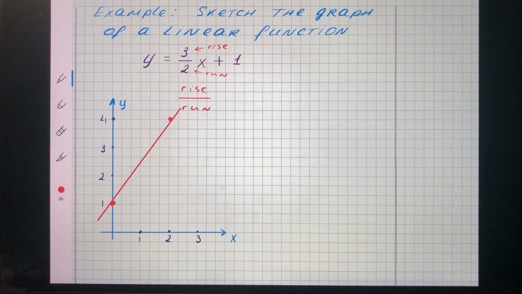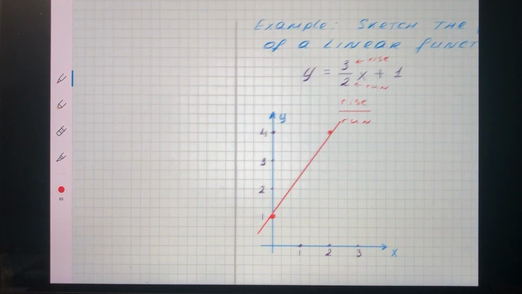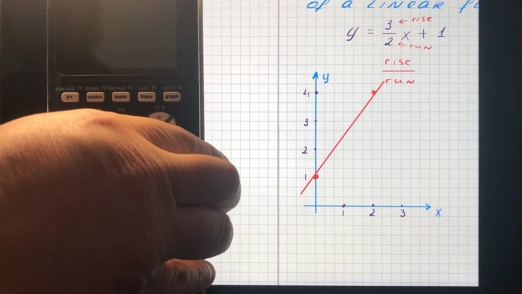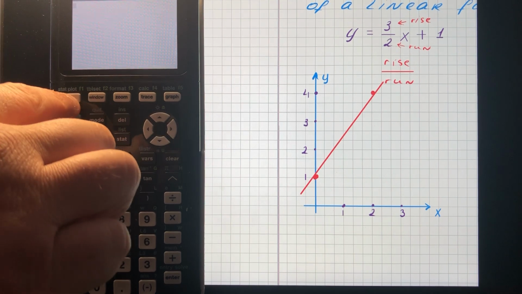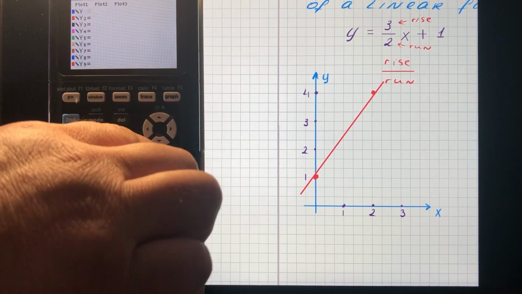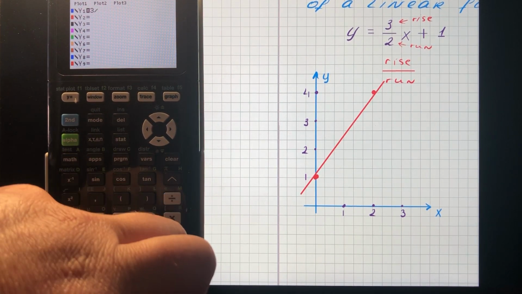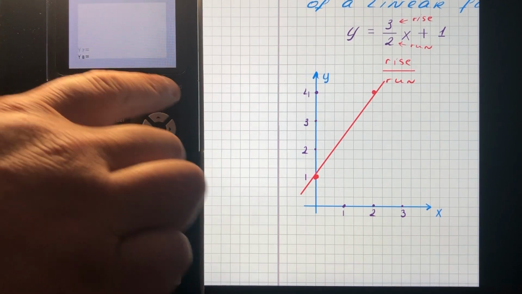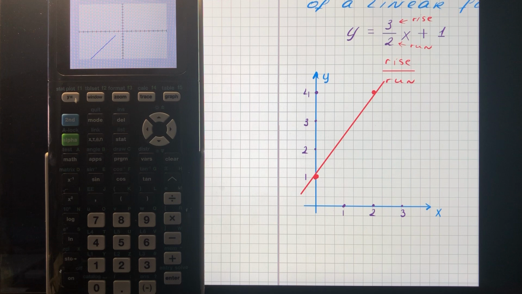Now let's use the calculator and check to see if our line actually went through the same 2 points. So here is the graphing calculator, and y equals, let's type in the equation, 3 divided by 2, x plus 1, hit graph. Here is the same picture on a standard window. Let's check to see if these 2 points are on this graph.